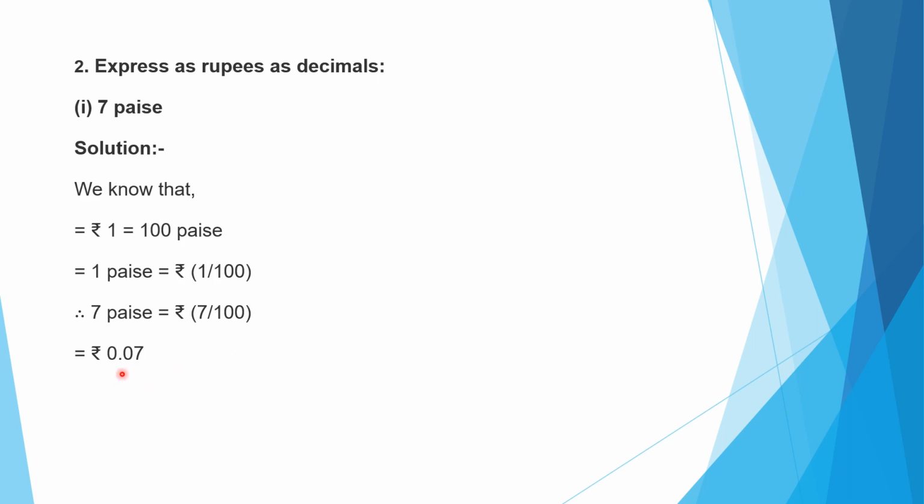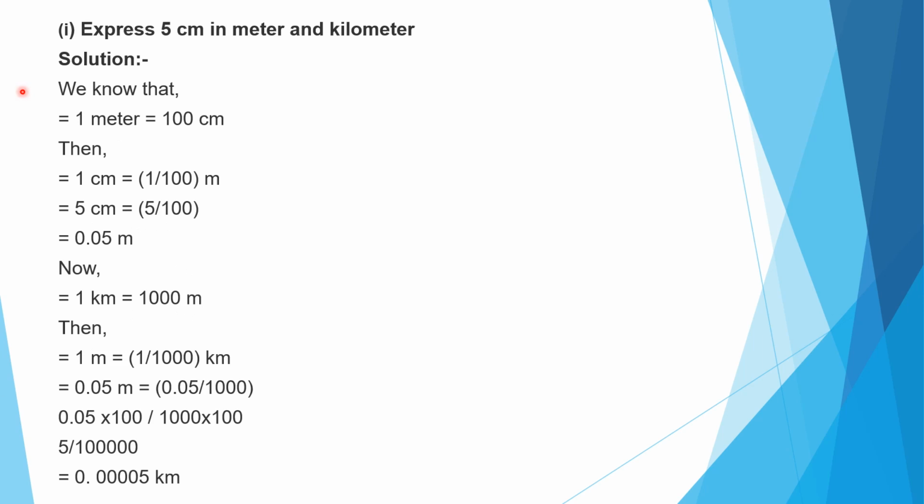That is 0.07. Why 07? As two zeros are there, that's why after decimal point, 2 digits should come. So only 1 digit is there, that's why add 0 here. If this is not possible to follow for you, then just divide 7 by 100. When you do a long division, there also you will get the quotient as 0.07.